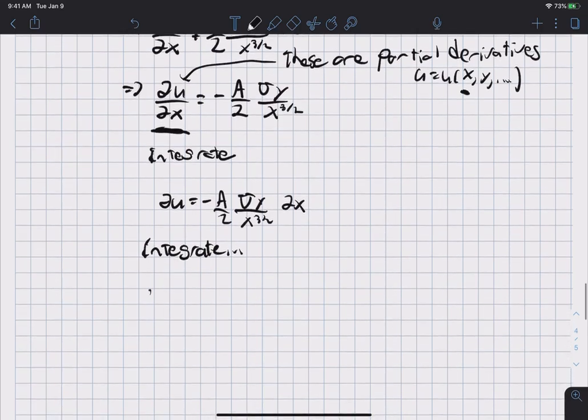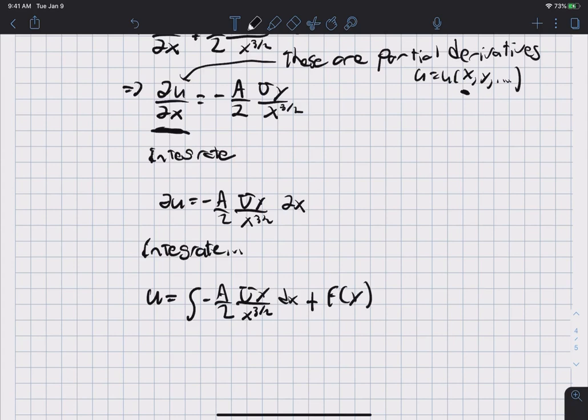And if you do that, we have u equals the integral of minus a over 2 u y x to the 3 halves dx. Okay, but now there is an integration constant here that we need to deal with. And as I said before, this is only a statement. We are only integrating in the x direction only.